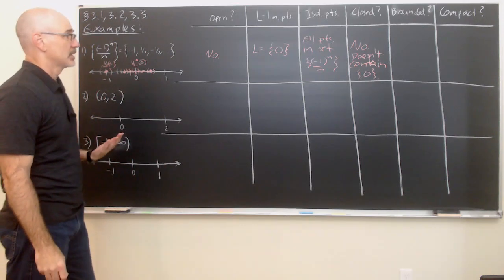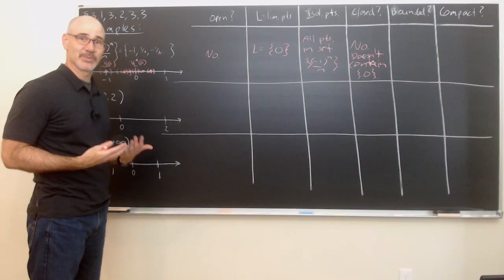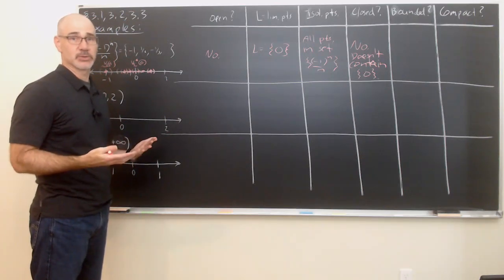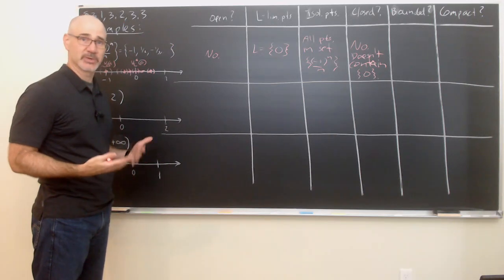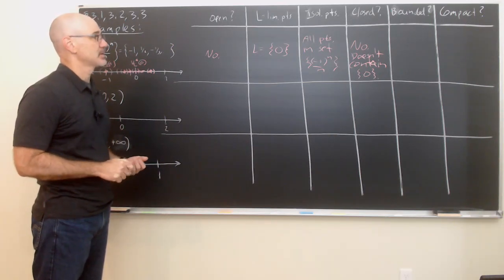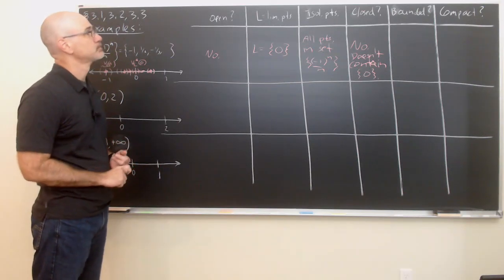So here's an example of a set that's neither open nor closed, which is something else that takes a little bit of getting used to, because if you're talking about a door, the door is either open or closed. But for sets, it's a little bit more subtle than that. A set can be neither open nor closed, and it can be both open and closed.